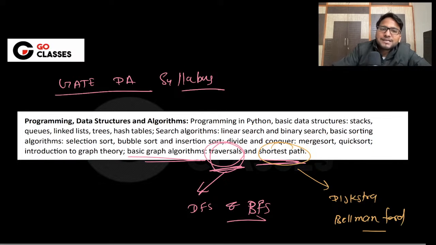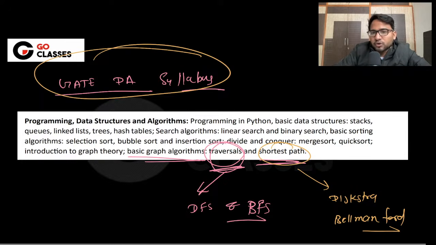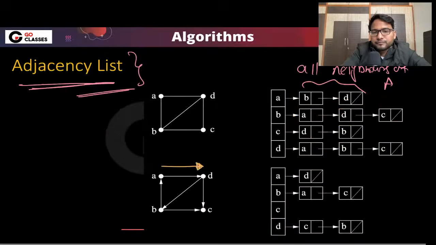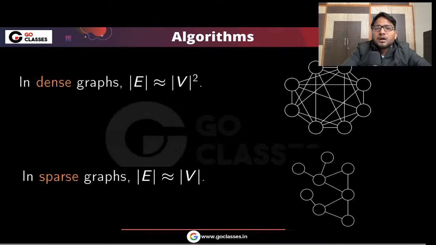Okay, in the GATE DS syllabus, for shortest path they have just said shortest path. So it means Dijkstra and Bellman-Ford, which are the standard algorithms. So you can just see Dijkstra and Bellman-Ford. That is enough.